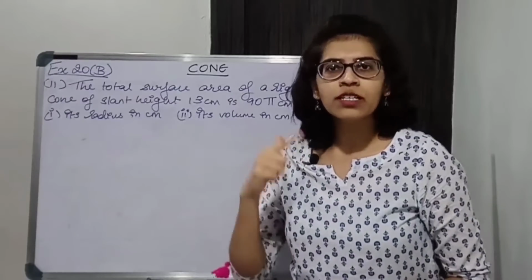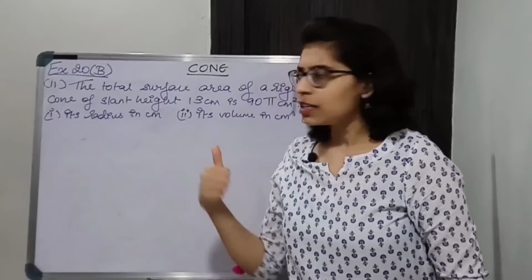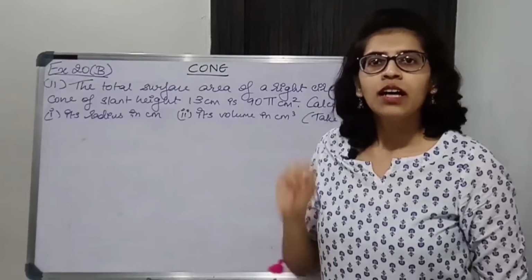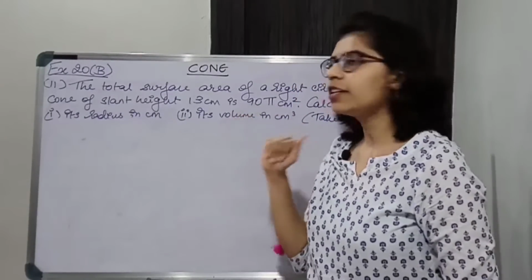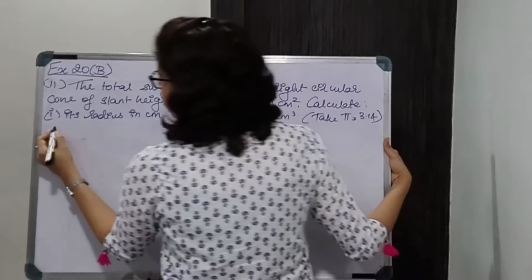Now the radius will be found from the total surface area, and then you have to find the volume. For volume, the formula is 1/3 pi r square h. So you know the slant height, you know the radius, then you can easily find the height, the perpendicular height, and then you can find the volume. Okay, so what is given to us?